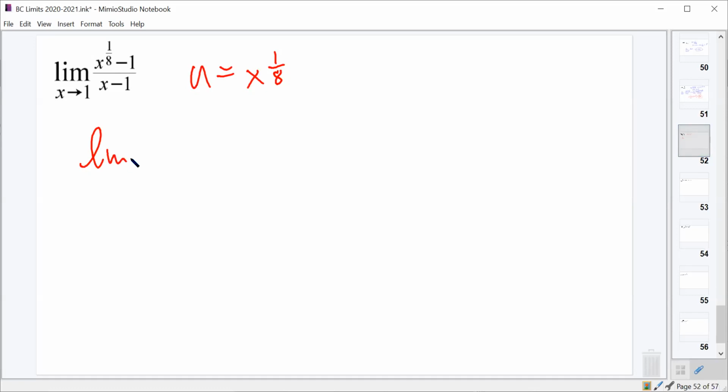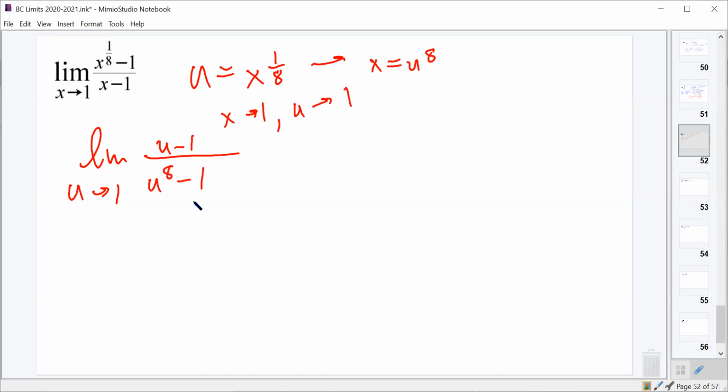So that's going to give us a limit as x is approaching 1, what's u going to be approaching? 1 to the 1/8, which is still just 1. And if u is x to the 1/8, that's going to give us a u minus 1 in the numerator. But we still need to figure out what x is. So if u is x to the 1/8, x should be equal to u to the 8th power. So we've got u minus 1 over u to the 8th minus 1. And again, if we plug in the u as a 1, this becomes just 0 over 0 still. So we have to use factoring to solve this.